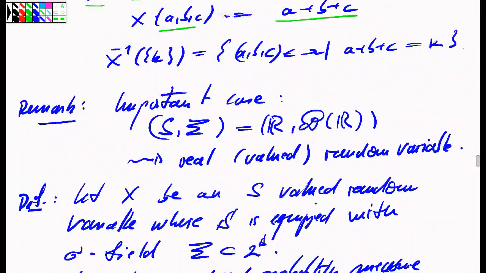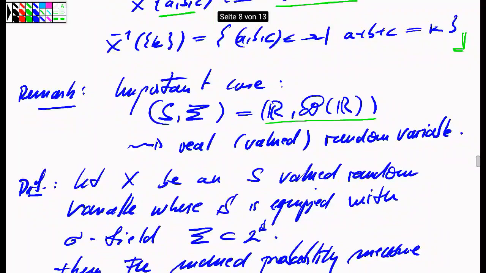An important case for such measurable maps or random variables is the case when the target space is just the real line. Then we can think of bets which compute actual output in terms, say, of money or other types of entities. And in this case, we talk about a real valued or real random variable.